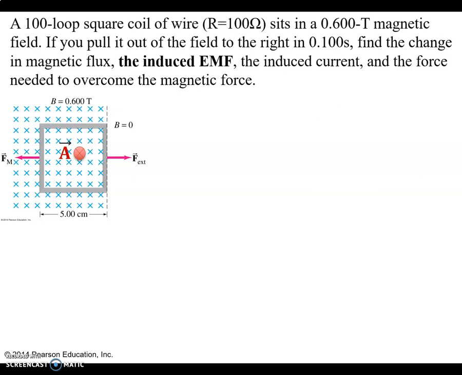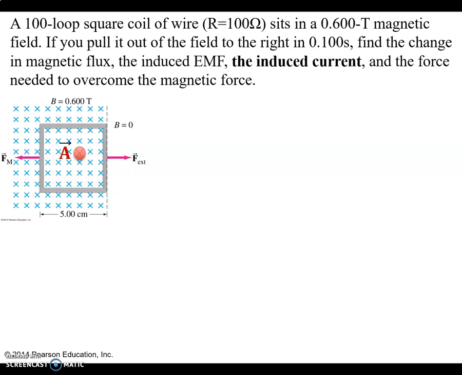So let's move to the next point, and that is talking about the induced EMF. According to Faraday's law of induction, the induced EMF is going to equal negative N times the change in magnetic flux over the change in time. Well, we have all these. N is 100, because it's 100 loops. We just solved for the change in magnetic flux, negative 0.0015 Webers, and the time is given in the problem as 0.1 seconds. And so that gives us an induced EMF of positive 1.5 volts.